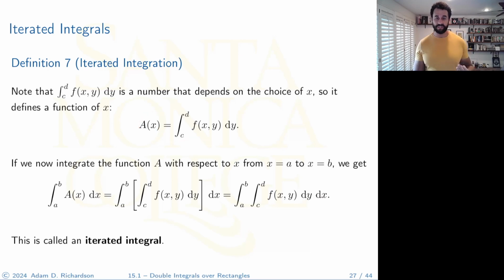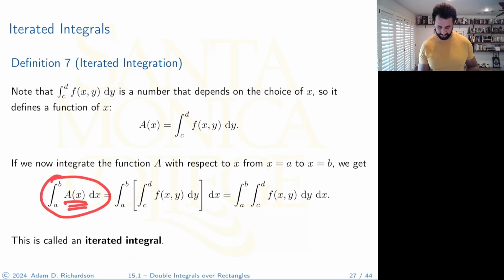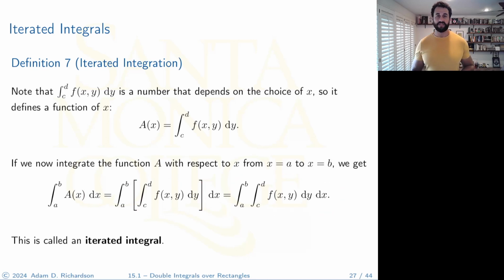Now what we do is integrate the function a of x with respect to x, like that. And that gives us what's called an iterated integral. If we integrate this a of x function, well, a of x is literally just equal to this integral, and then we can drop the parentheses and just write it like so. This is a double integral over a rectangle, but more importantly, it is an iterated integral. It is saying how to integrate with respect to y and then integrate with respect to x. So that's how we're going to do these double integrals. We're going to do it in an iterated way.